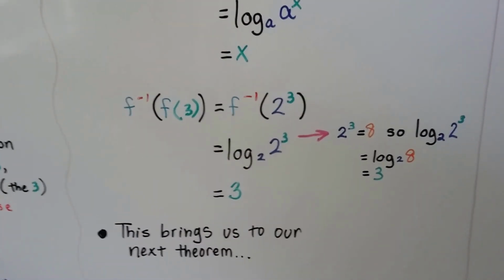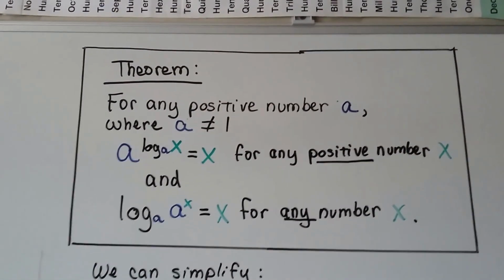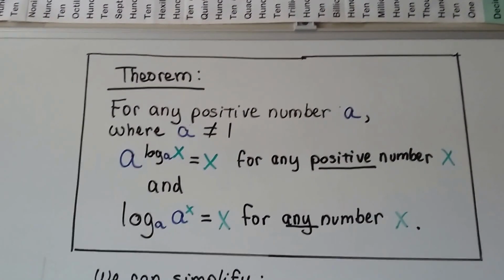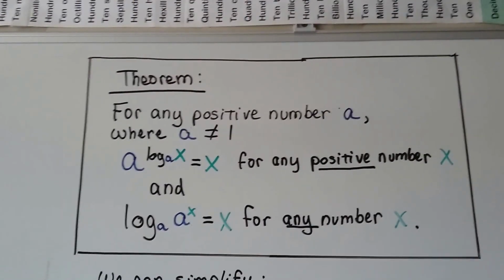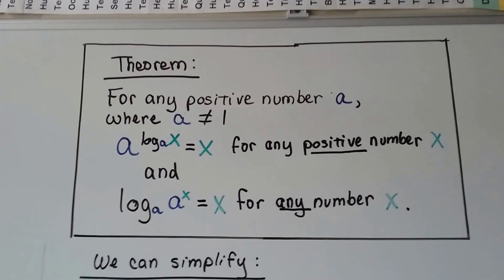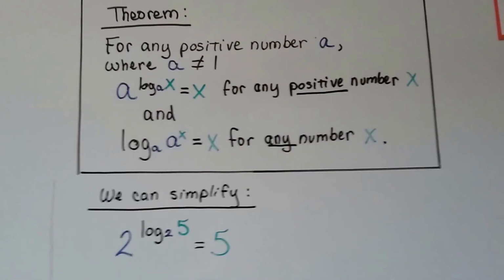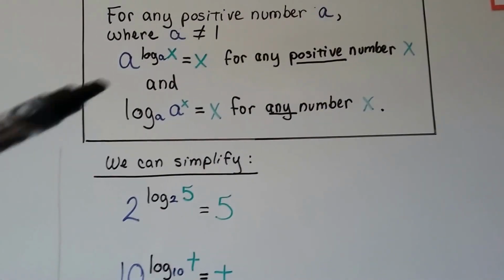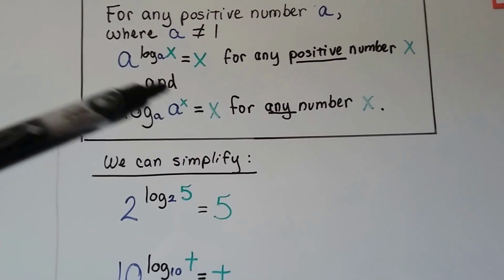It brings us to our next theorem. For any positive number a, where a is not equal to 1, a to the log base a of x is going to equal x for any positive number x. And log base a of a to the x will equal x for any number x. That's a mouthful. So we can simplify this. It's going to equal that x.